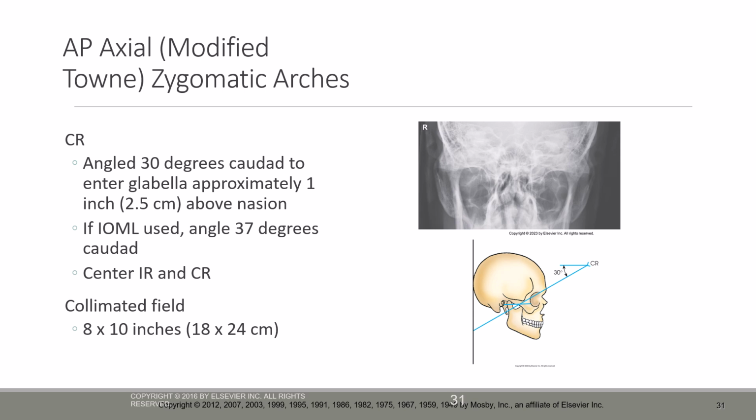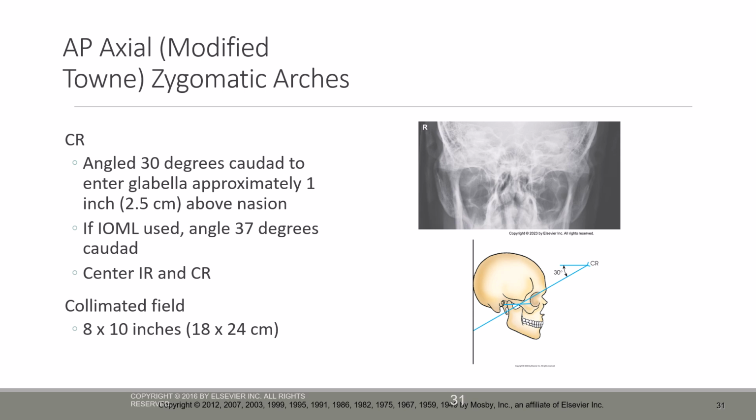The modified Towne for zygomatic arch, it's an ugly little radiograph. You need to open the collimation posteriorly to include the EAMs, open the collimation anteriorly to include the cheekbone, and I would say the acanthion, because the zygomatic arch ends at the cheekbone. So if you have light on the acanthion, you definitely have collimated light on the cheekbone. If you have light on the EAM, you have light on the posterior part of the zygomatic arch, the zygomatic process of the temporal bone.